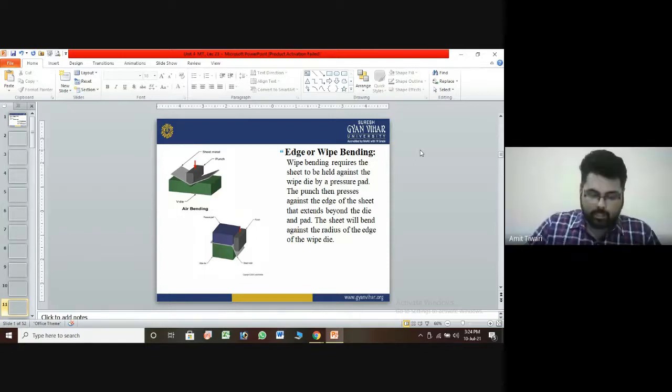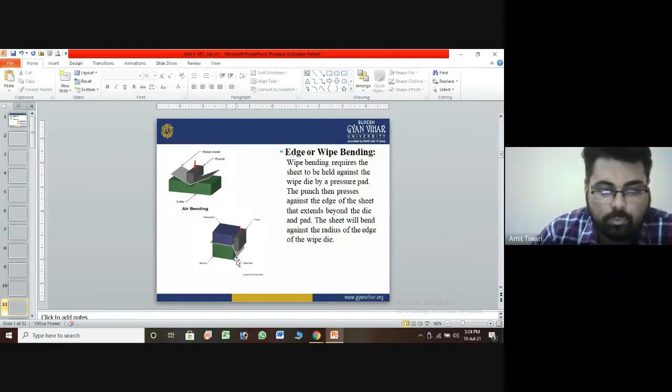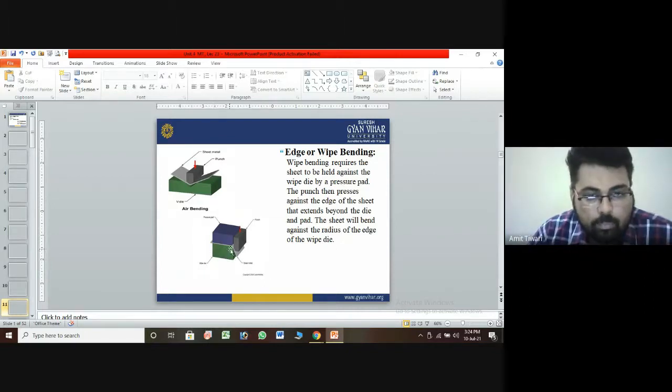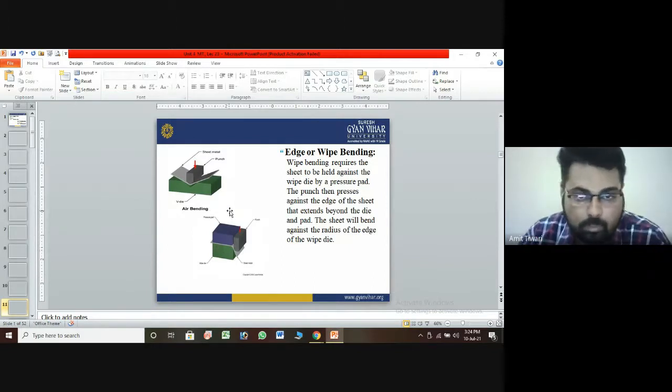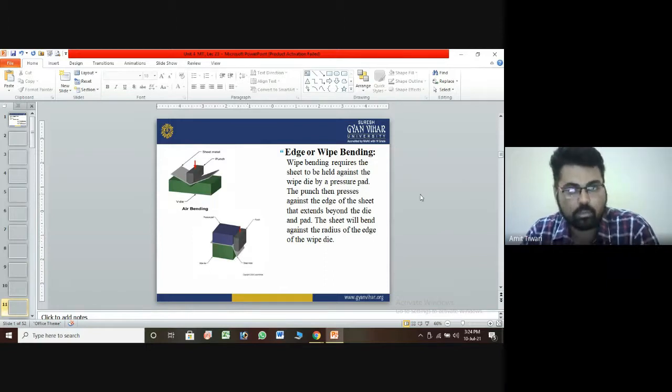Edge bending is not a difficult task. First of all, we apply this type of square die, we place the sheet on it, and also place the punch, and you can bend the sheet. So this is what we consider edge bending. If this type of bending is required, you apply it this way.